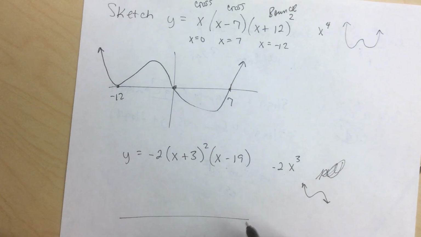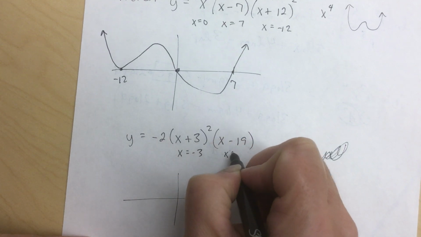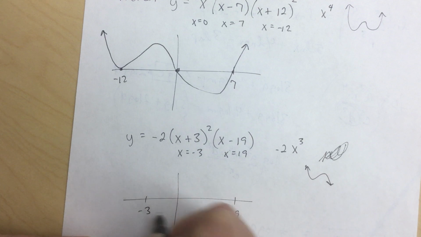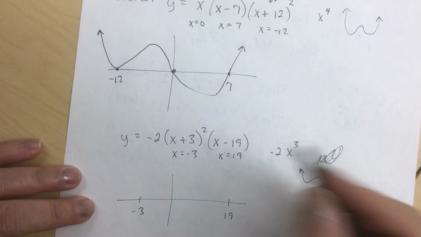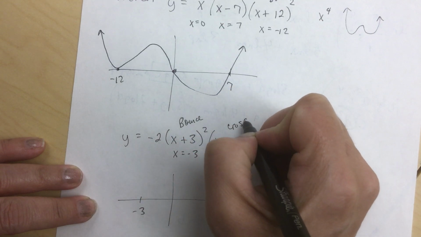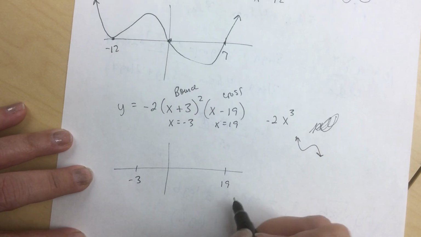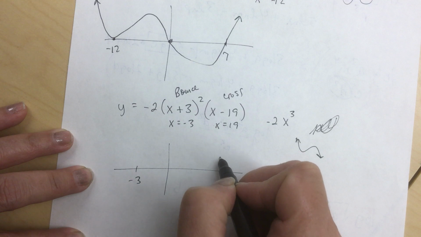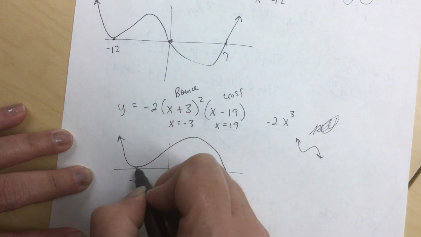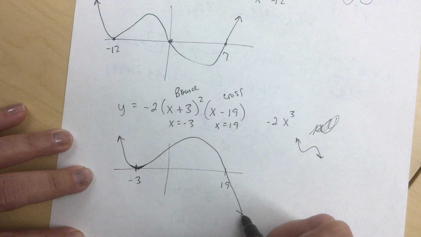Okay, so put your roots down. This is at negative 3. This is at 19. So 19, negative 3. So it's going to bounce here, and it's going to cross here. It's going to start down on the right, so it's got to do something like this, and then it's going to bounce at negative 3. And it needs to show that it touches it, but doesn't cross.